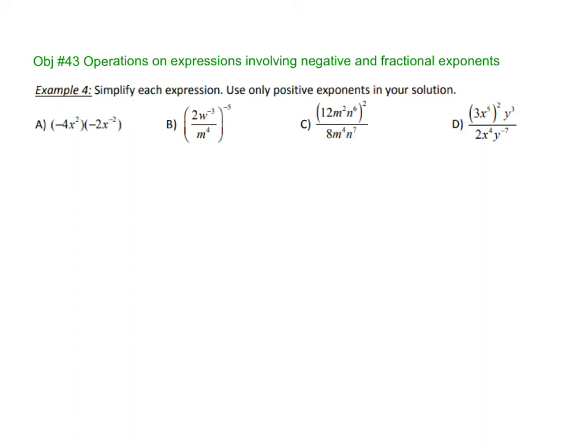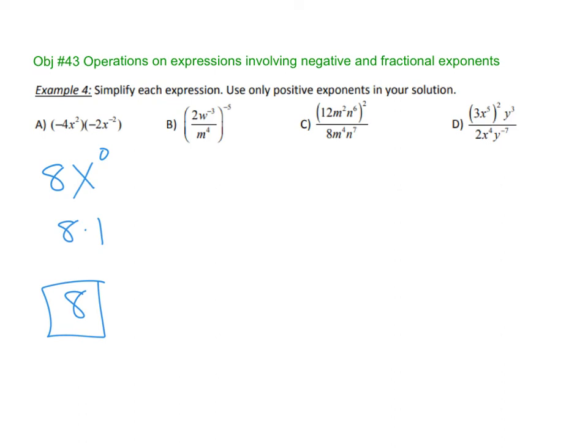All right, so multiply. So we have -4 times -2 is 8. x to the, what's 2 and -2? What's anything to the 0 power? That's 1. So 8 times 1, which is just 8.